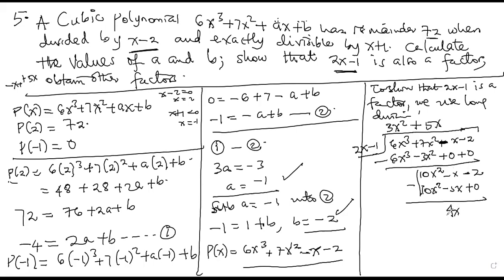So we shall have 4x minus 2 minus 0, that is minus 2. 4x divided by 2x.